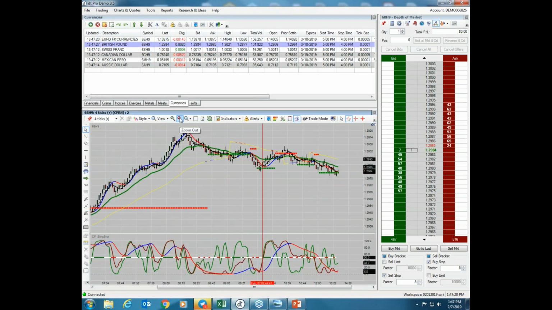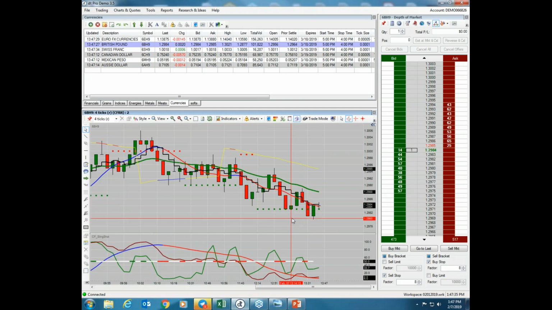Zoom out. Are we trending? Yeah, we're making some lower lows here. That looks okay. For a moment, we have a double bottom here. So let's stand at parade rest for now.